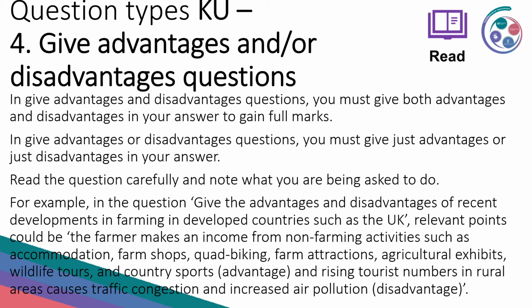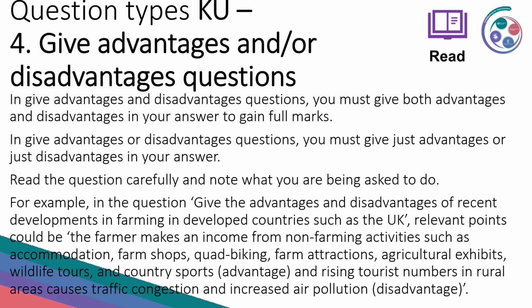So number 4 of 5 is our KU questions. It says give advantages and or disadvantages for this question. In this it says you must give both advantages and disadvantages in your answer to gain full marks. In give advantages and disadvantages questions, you must give advantages and disadvantages in your answer. Read the question carefully and note what you've been asked to do.